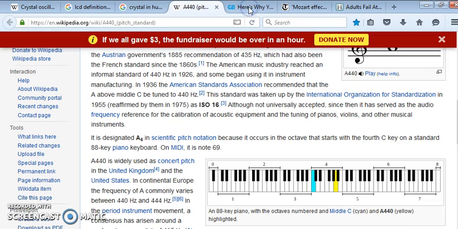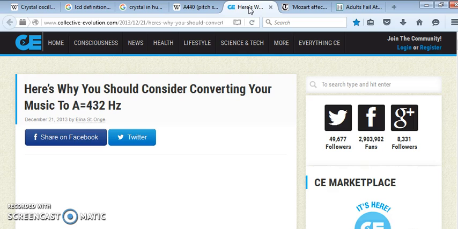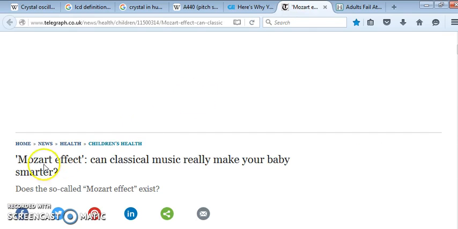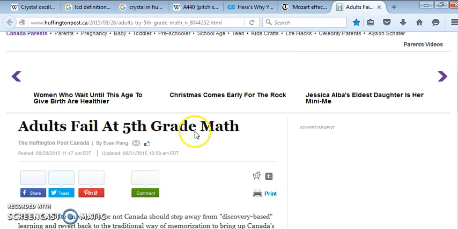See, because it got changed, because it had something to do with manipulating and controlling us. Here's why you should consider converting your music to A432 hertz instead of the 440 that it was changed to in 1936. Haven't you ever heard the whole classical music makes babies smarter? Mozart effect is what they call it. And look, this is one of the things that people can't all agree on. But I tell you what, I just showed you how, at least in the majority of the world, a big part of the world changed the tone or the frequency of music to 440 back in 1936, right?